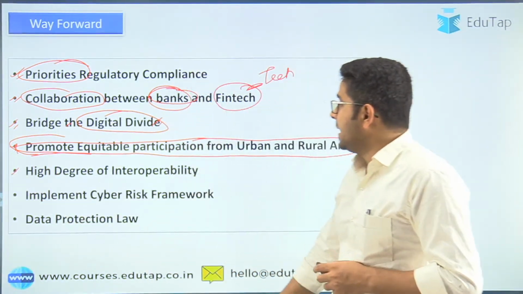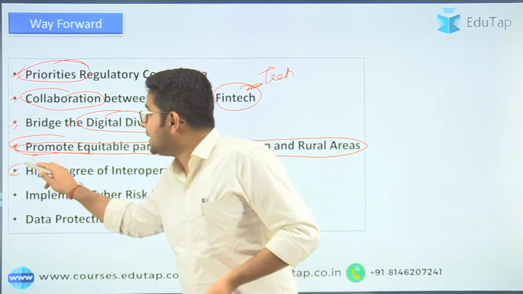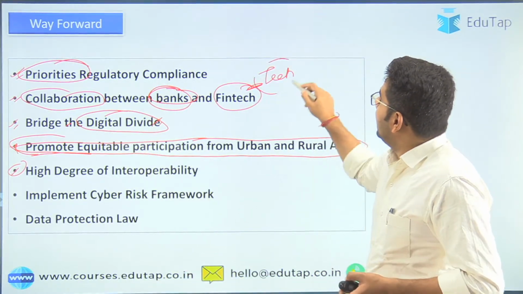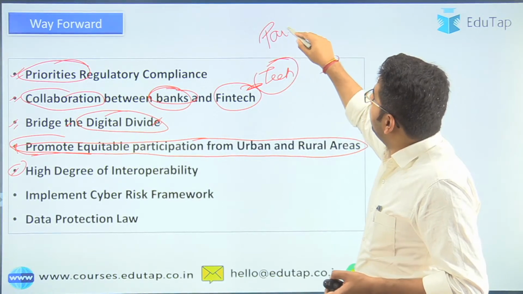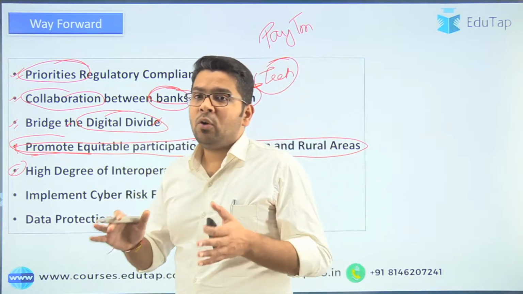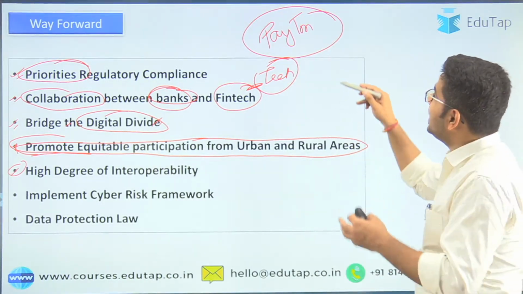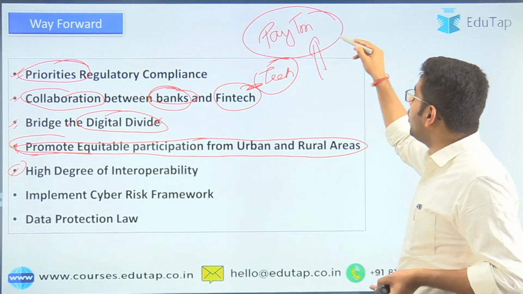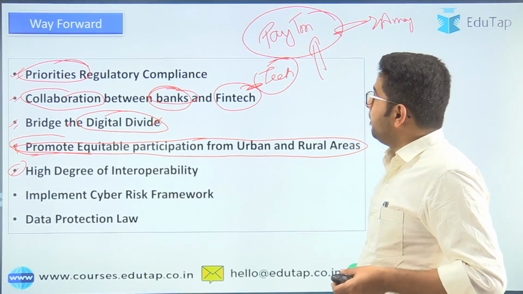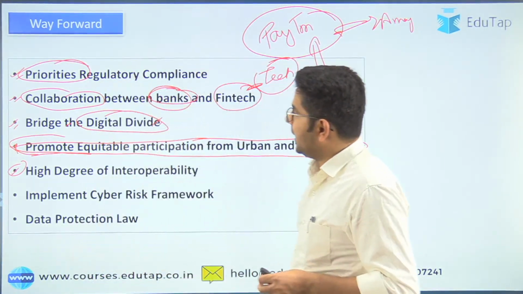Then coming to the next one, which is high degree of interoperability. Nothing but just addition of points. See, we know that a lot of services have been provided by Paytm. But we are saying, let's make this a one-point solution: high interoperability between Paytm and Amazon or Google Pay. That is something needed at this hour of the time.